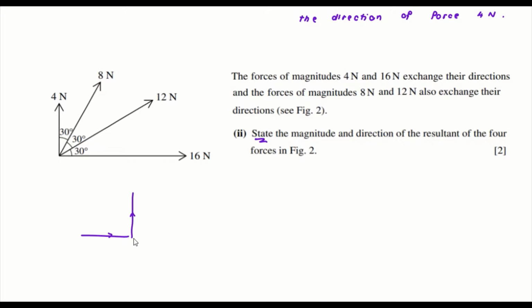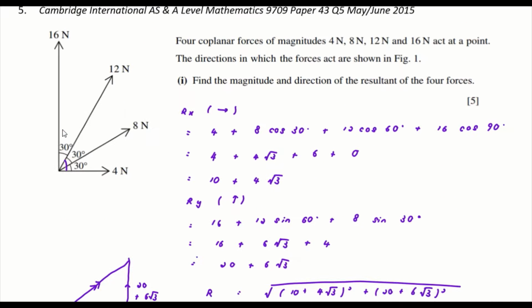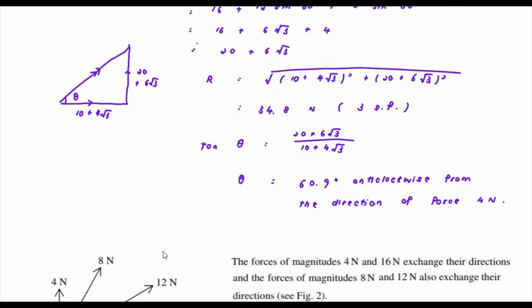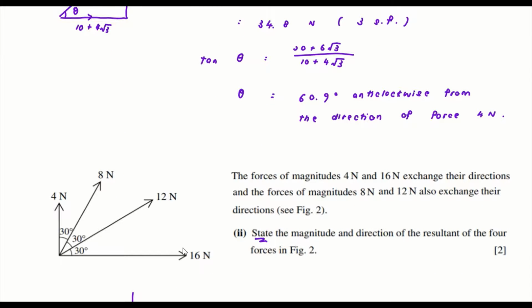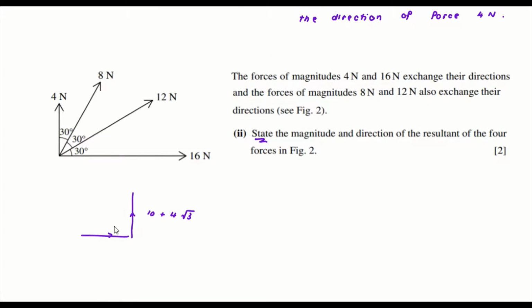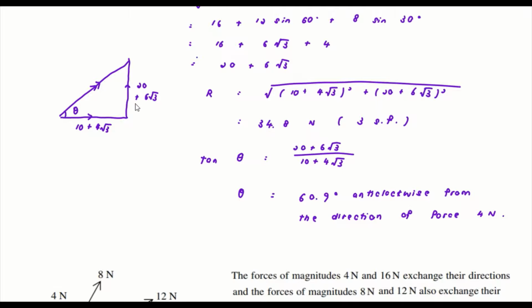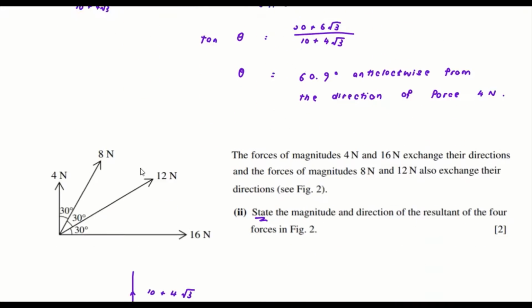Then I try to do the same thing. I resolve everything to the direction of 4. So for this part, I'm going to get 10 plus 4 square root 3. Then for this part, I'm resolving everything to the direction of 16, and that gives me 20 plus 6 square root 3. So it's the same thing, right? 4, 8, 12, 16. To the direction of 16 here, which will give me the same thing, which is 20 plus 6 square root 3. So by using this diagram, you'll be able to see that what happened is these two just exchange with each other.